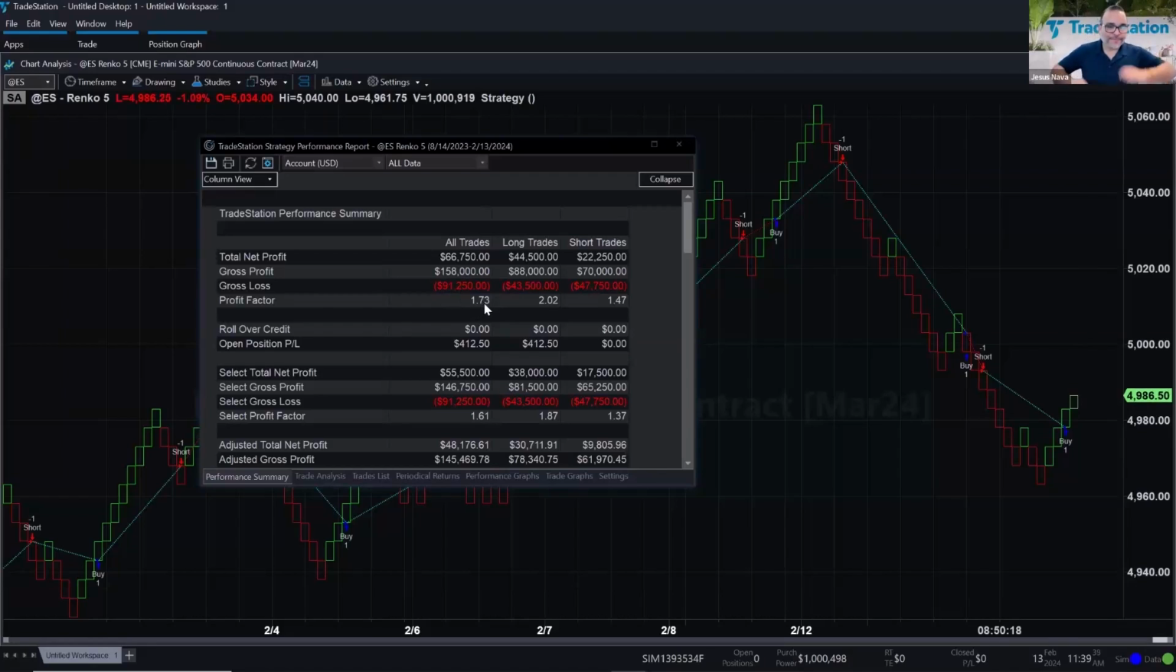But the thing is, and I repeat and I emphasize this point, we're looking at a historical backtest and we're looking at historical performance. This is no indication or guarantee that this will happen going forward. First of all, markets move differently going forward than what they did in the past.